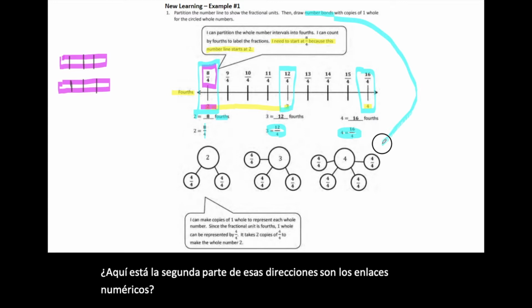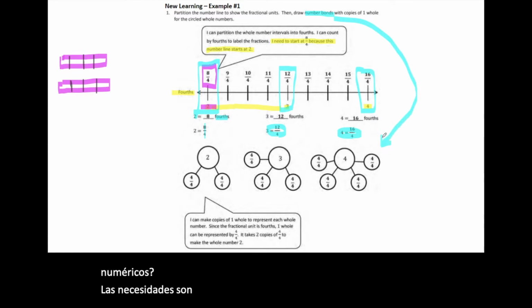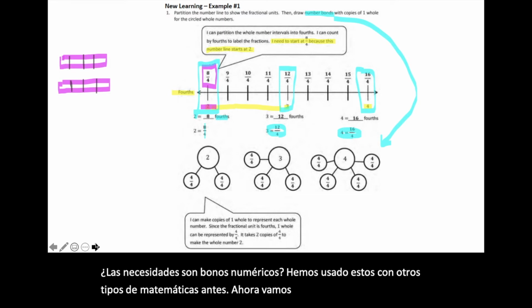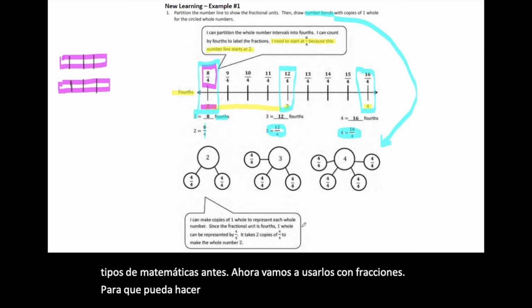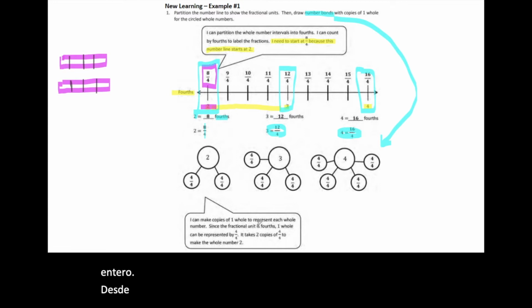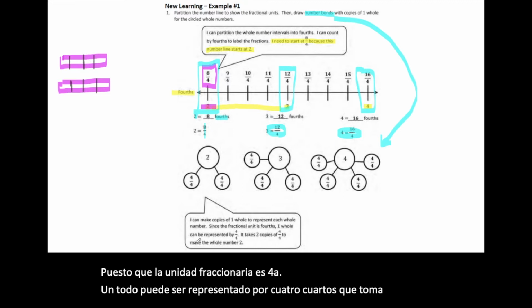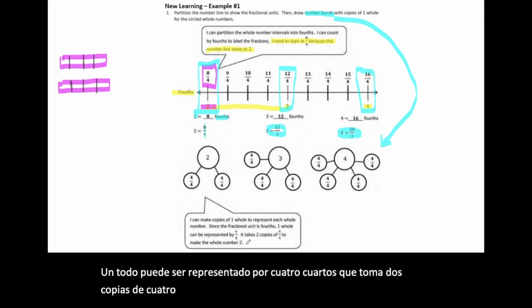These are our number bonds. We've used these with other types of math before. Now we're going to use them with fractions. So it says, I can make copies of 1 whole to represent each whole number. Since the fractional unit is fourths, 1 whole can be represented by 4/4. It takes 2 copies of 4/4 to make the whole number 2.